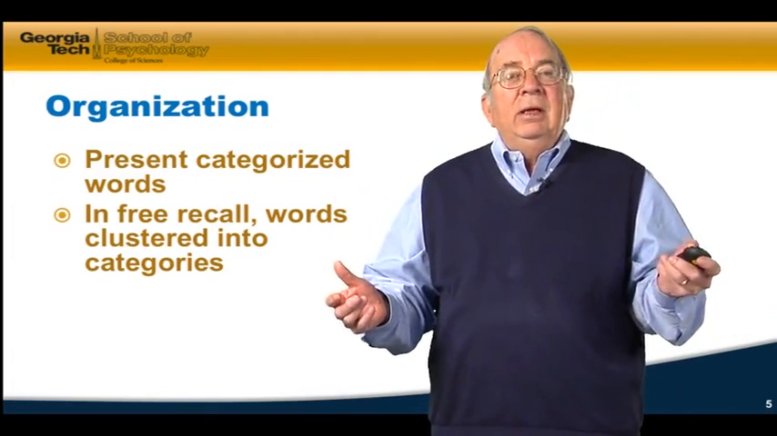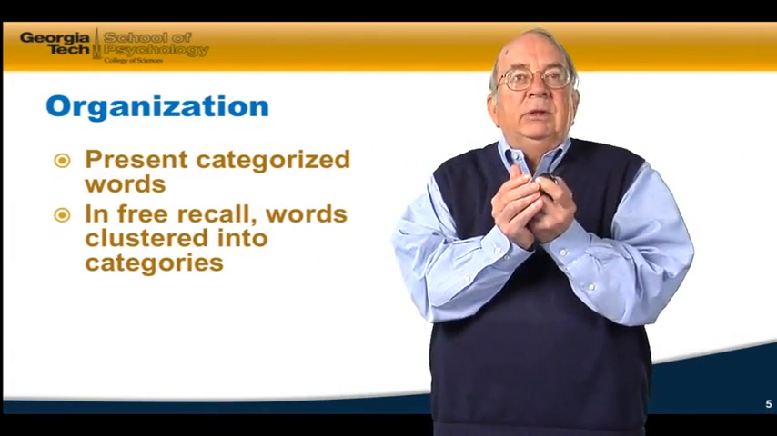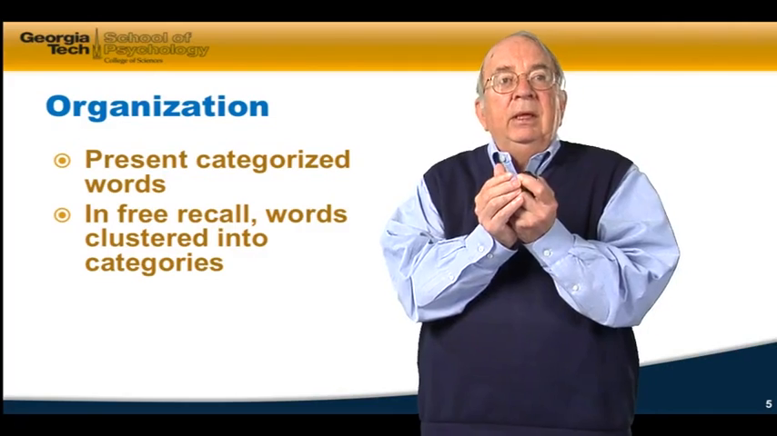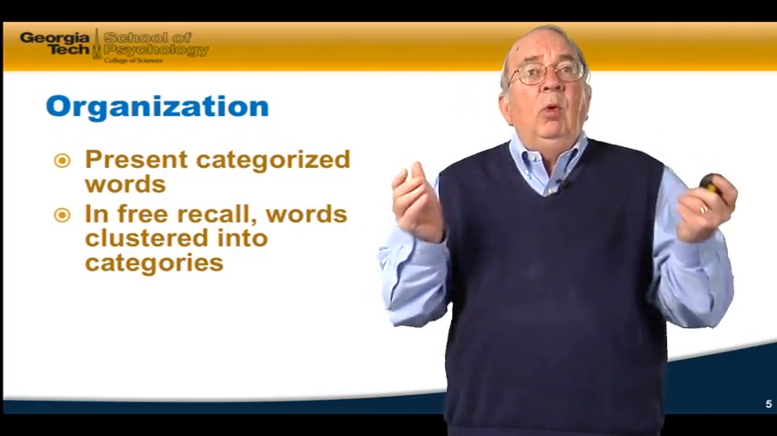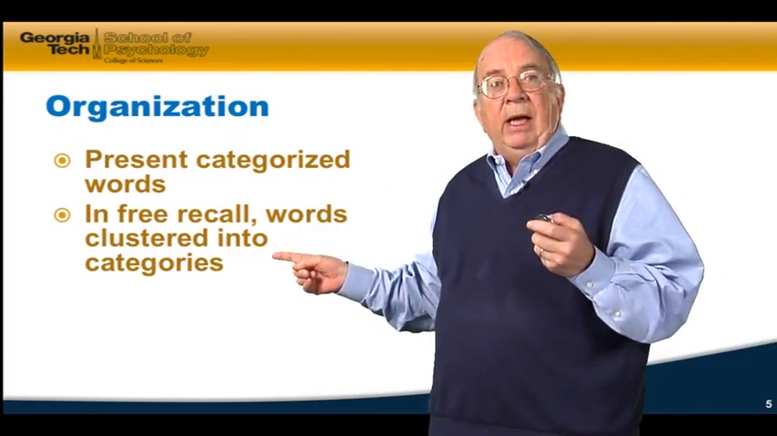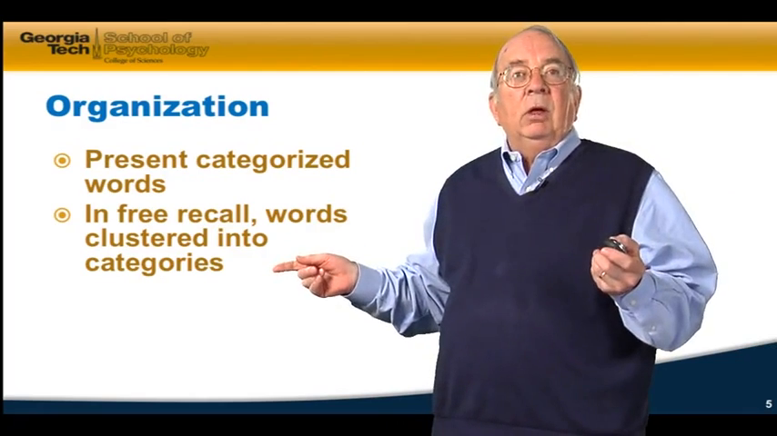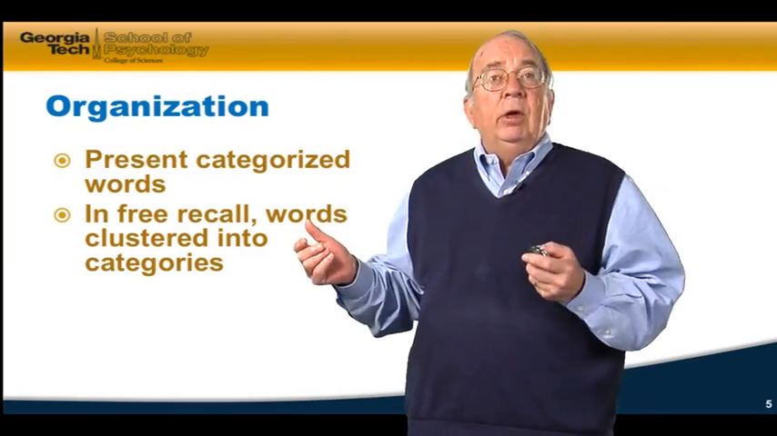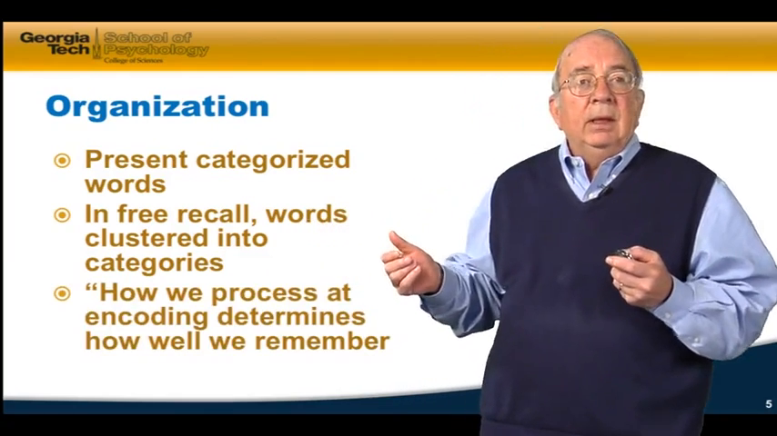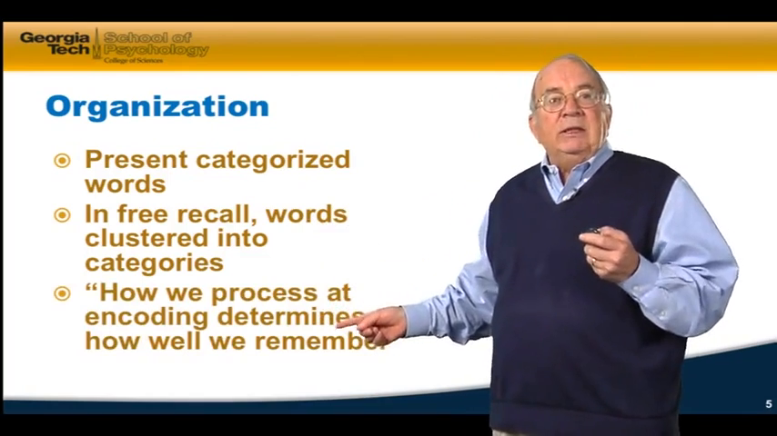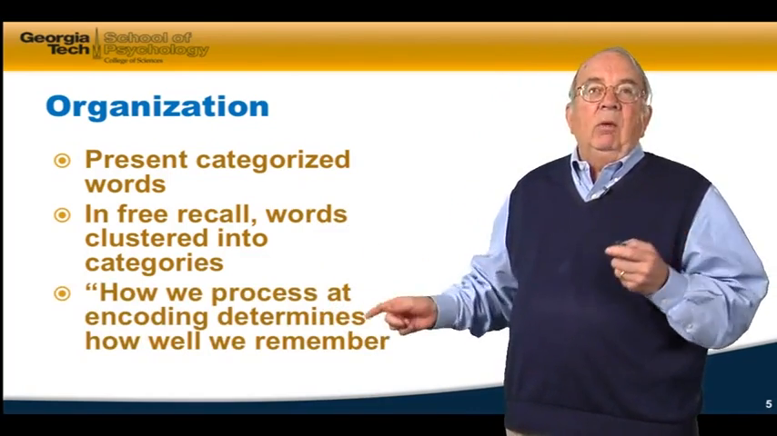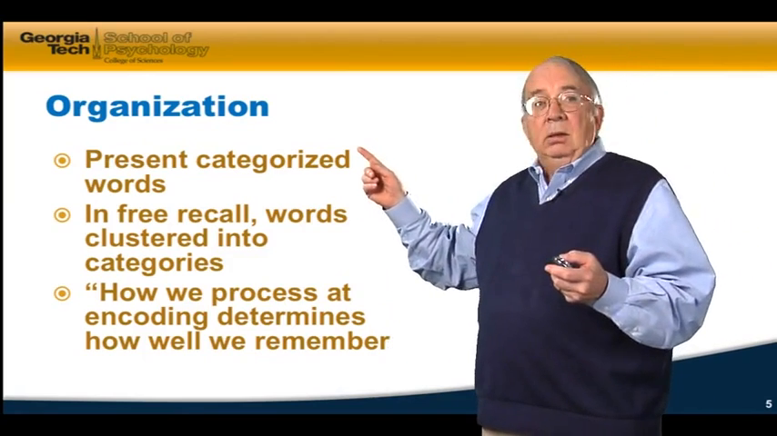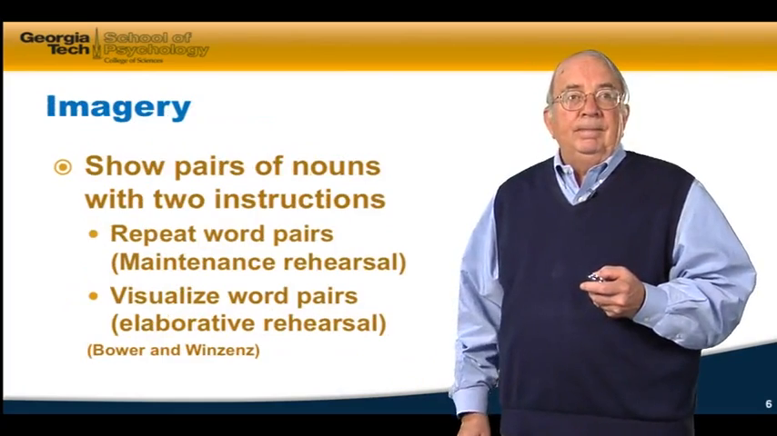In other words, by putting them together into the groups, by chunking them, by organizing them, by clustering them, then you recall more items, because the more clustering you have, the more items you're going to recall. Organization is a powerful way of organizing free recall, for example. So how we process at encoding determines how well we remember. Levels of processing and organization.